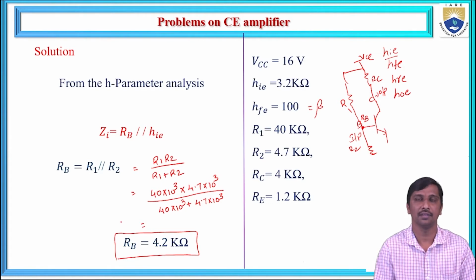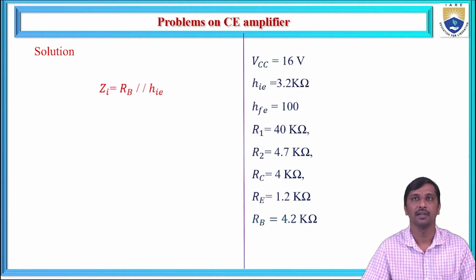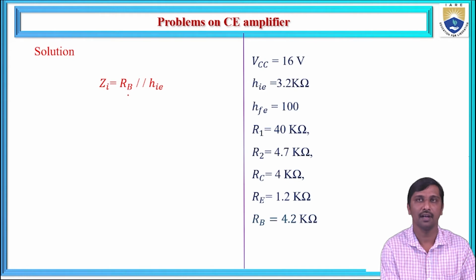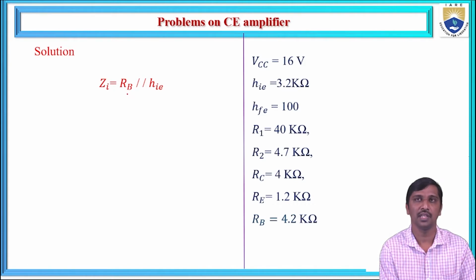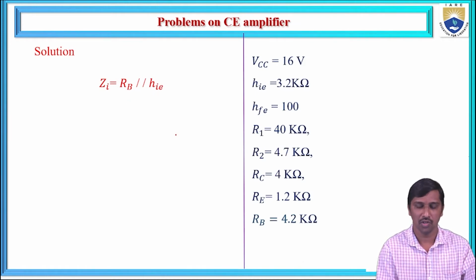So now we need to calculate the input impedance. What is the input impedance? Zi is represented as RB in parallel with HIE. In the previous analysis, we observed the base resistance RB. Now we need to identify the total input impedance, that is the external base resistance in parallel combination with the H parameter input impedance, represented as HIE. So we got this RB value, and RB is 4.2 kilo ohms.